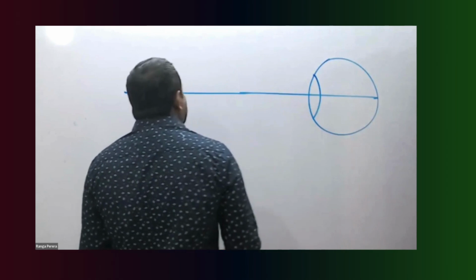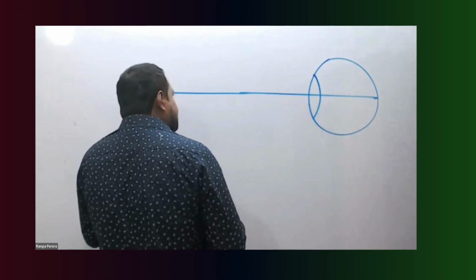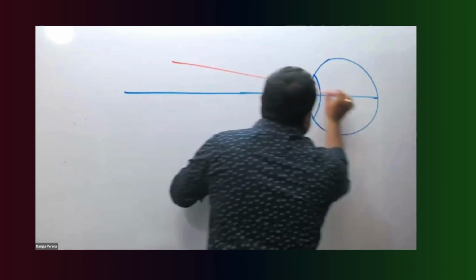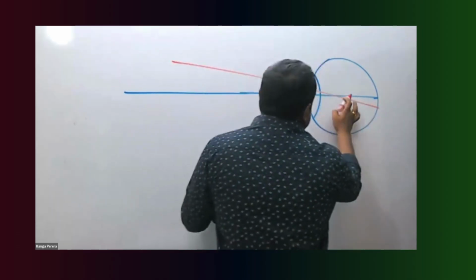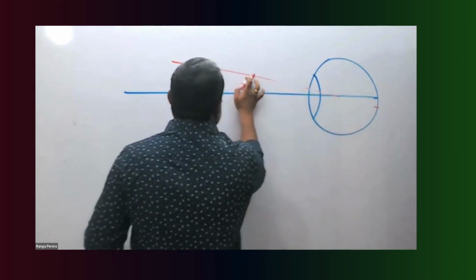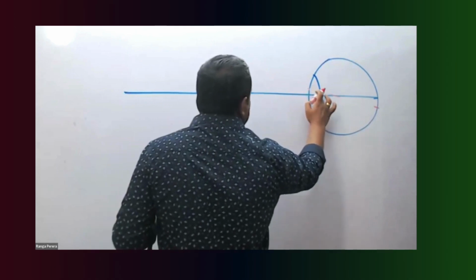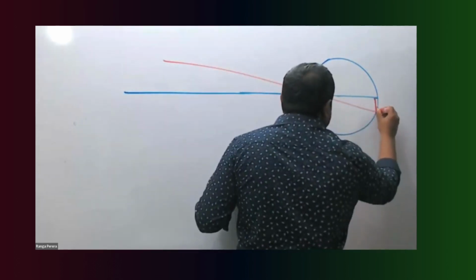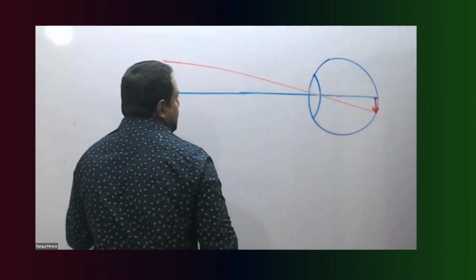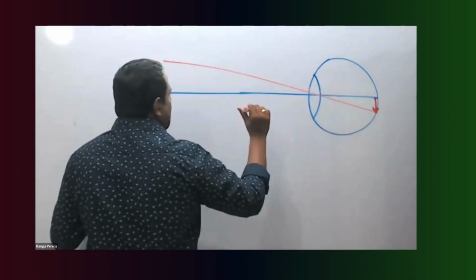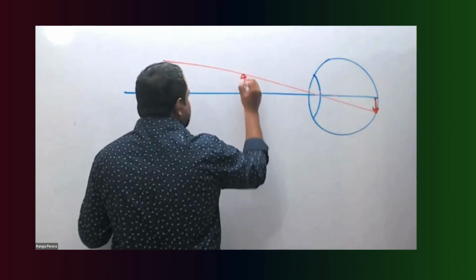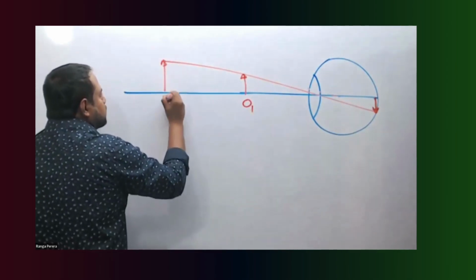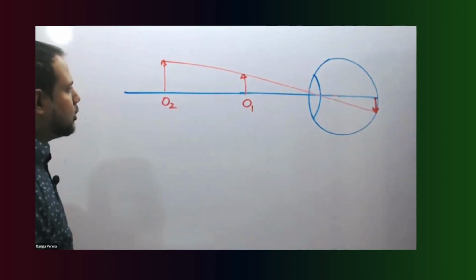Now I'll be referring to this kind of instance. This is the size of the image. Now look here. The object can be placed at this point, let's say it is O1. Now a different size of object is placed at O2. These are objects.